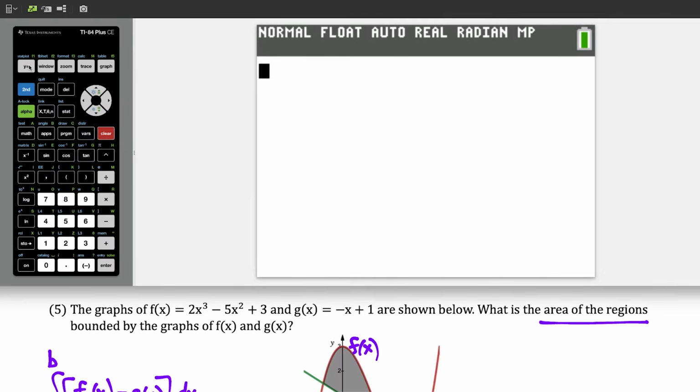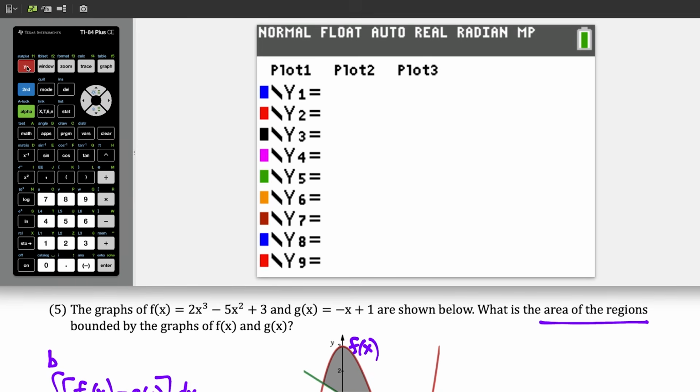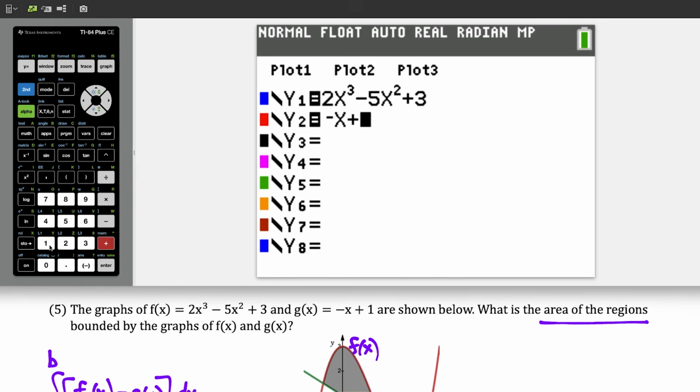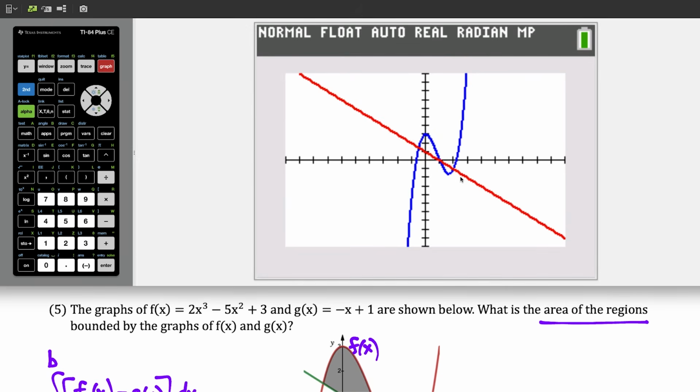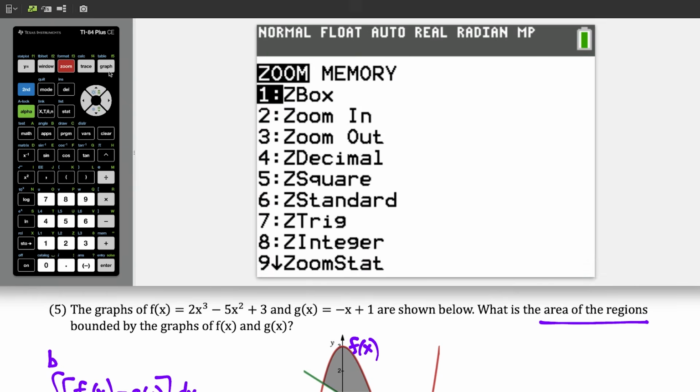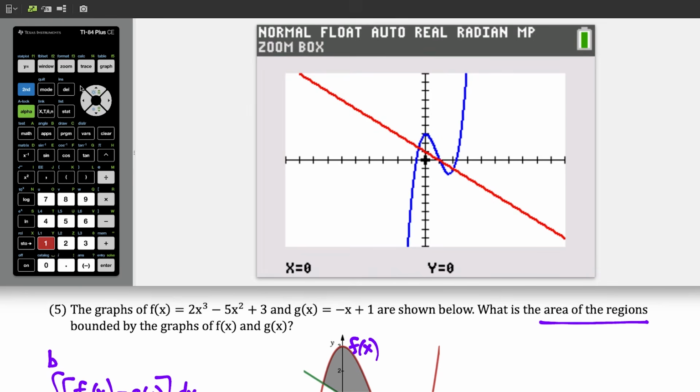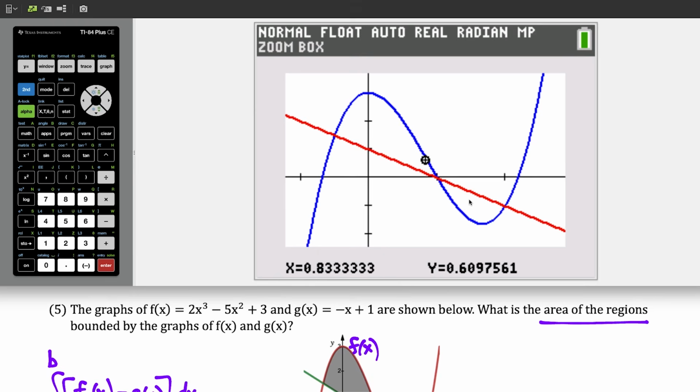So the first thing I would do for a question like this is type f of x and g of x in the y equals. Now we press graph and we get a picture of what's going on here. A nice little feature you could use is zoom number 1, the zoom box. It's like cropping a photo. You put one corner where you want to start, press enter, then drag down and over to get the rectangle that you want. This gives you the window you're going to use. I personally like to zoom in using this feature because it gives you something very precise. Now when I press enter, notice that I get a very nice picture of what's going on.